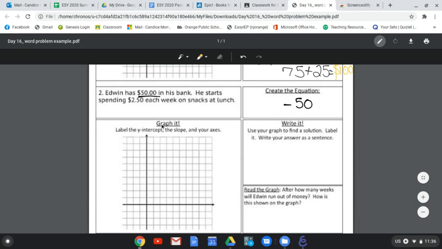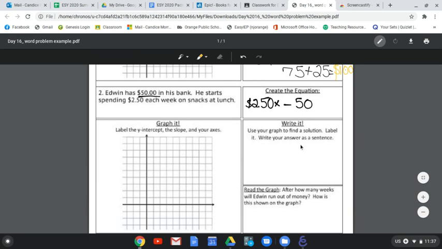And then he starts spending $2.50 each week. We don't know how many weeks, so that's our unknown. That's going to be our x. So we're going to do $2.50 x. We are done creating the equation. So our equation would be $2.50 x minus 50, because we're always going to subtract it since he's not going to gain any money. He's losing the money out of his account. Hopefully we understand that spending means that we're taking it out. We're not putting it in.